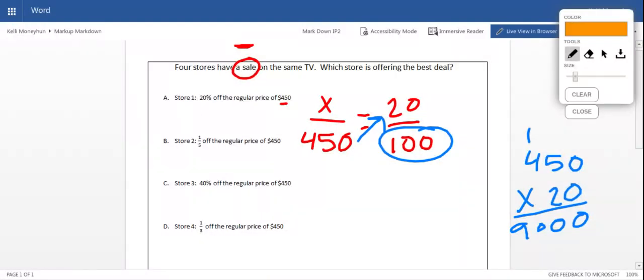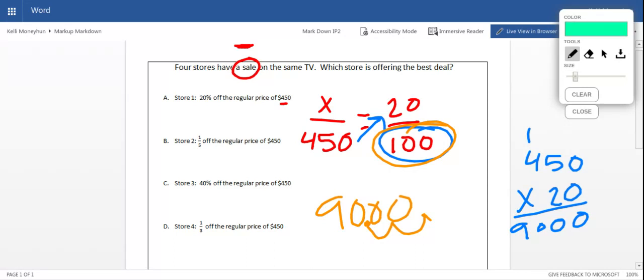Now I need to do my division. So I'm dividing by this 100. There are 2 zeros in 100. So I take my 9,000. And since I'm dividing, I'm moving to the left. I'm making something smaller. So I'm going 1, 2, because there's 2 zeros in 100, and that's how I divide. Okay, so my answer is going to be 90. Just kidding, it's not. $90 off the regular price, okay?